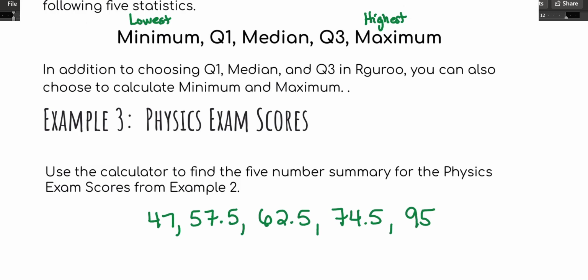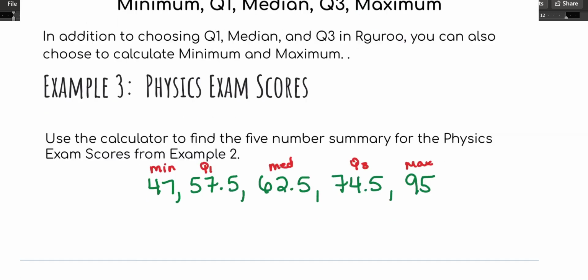Let me just show you how I wrote that on the screen there, separated by commas. So again, this is the minimum, this is Q1, this is the median, which is the same as Q2, this is Q3, and this is the max. Now, you don't have to label them like I did here. I'm just trying to show you what each number represented. But you always list them in that order, the way I did, separated by commas.